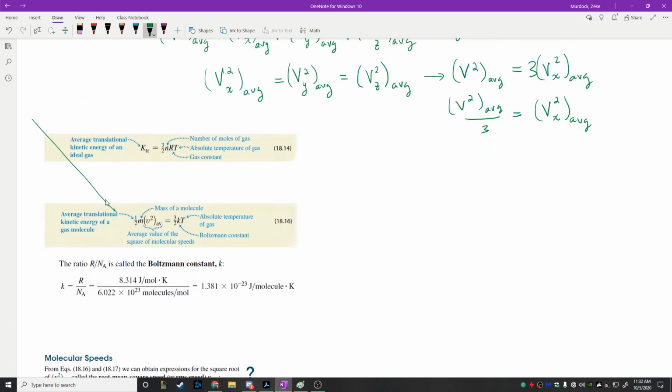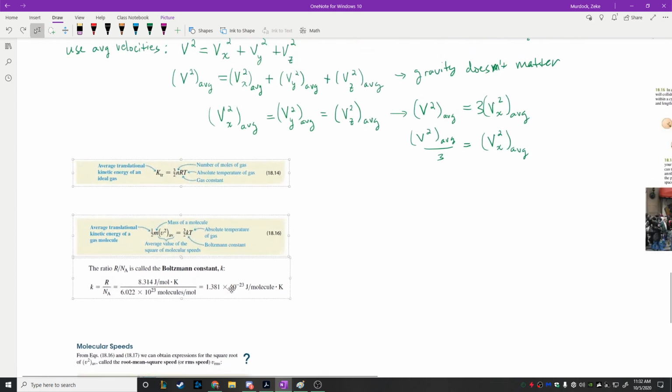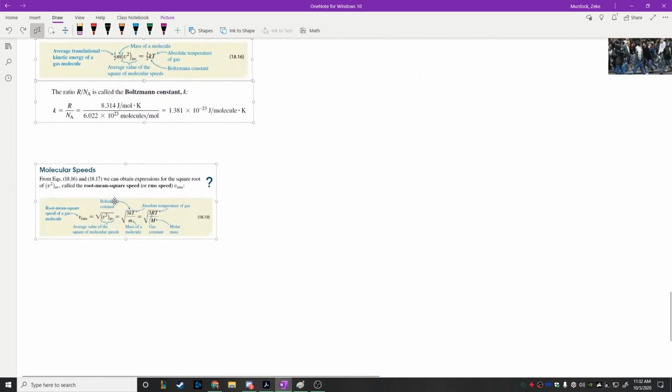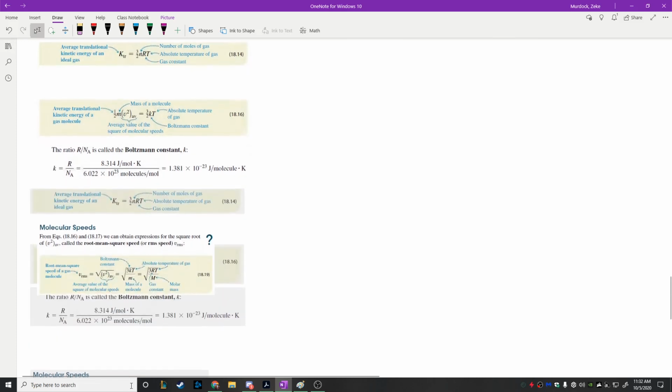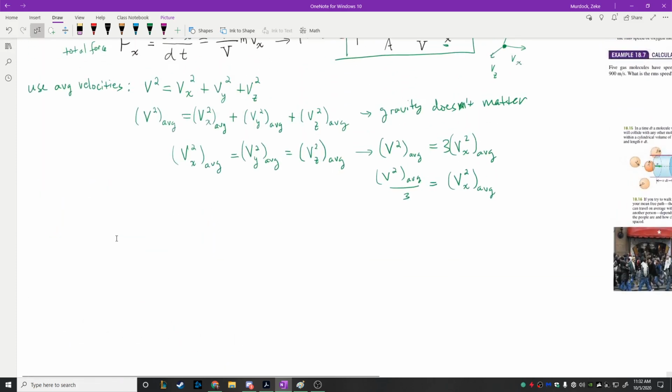Okay, I need to leave a little bit more room here. Not much more, we're almost there. Just to be safe, we'll leave a lot of room.